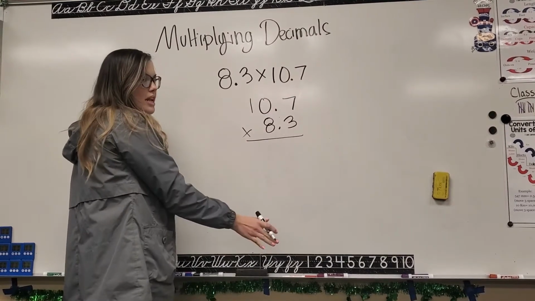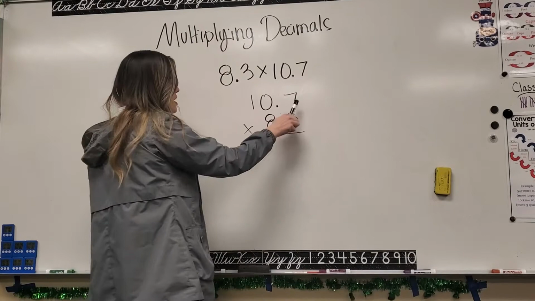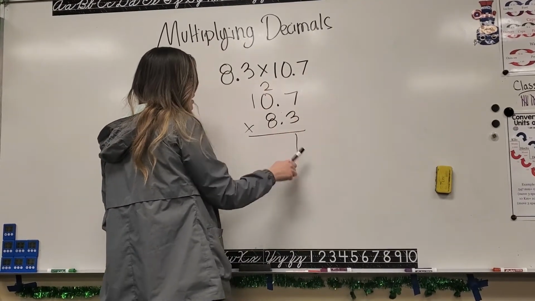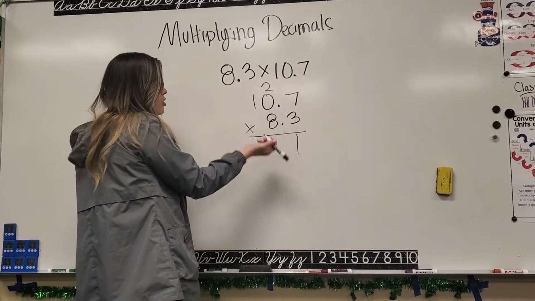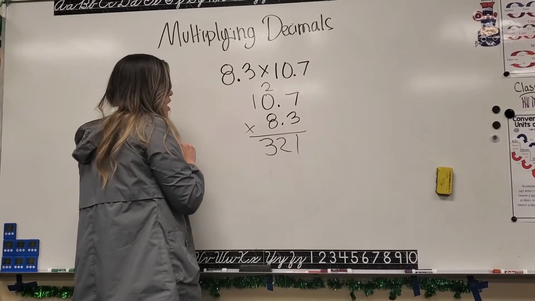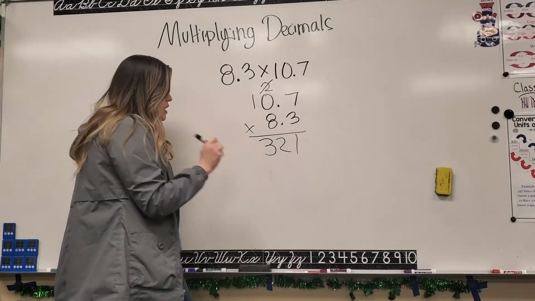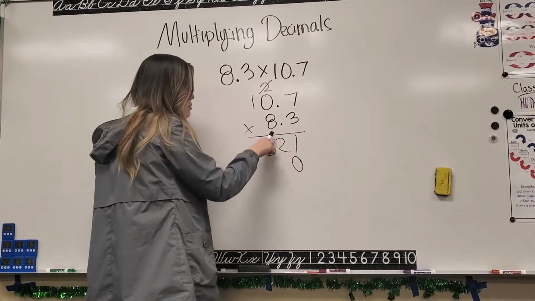I ignore the decimal. So I'm basically multiplying 107 times 83. 3 times 7 is 21. 3 times 0 is 0, plus 2 more is 2. 3 times 1 is 3. I'm going to cross out this 2 so I don't use it again. I'm adding a 0 now because I'm moving on to this 8.